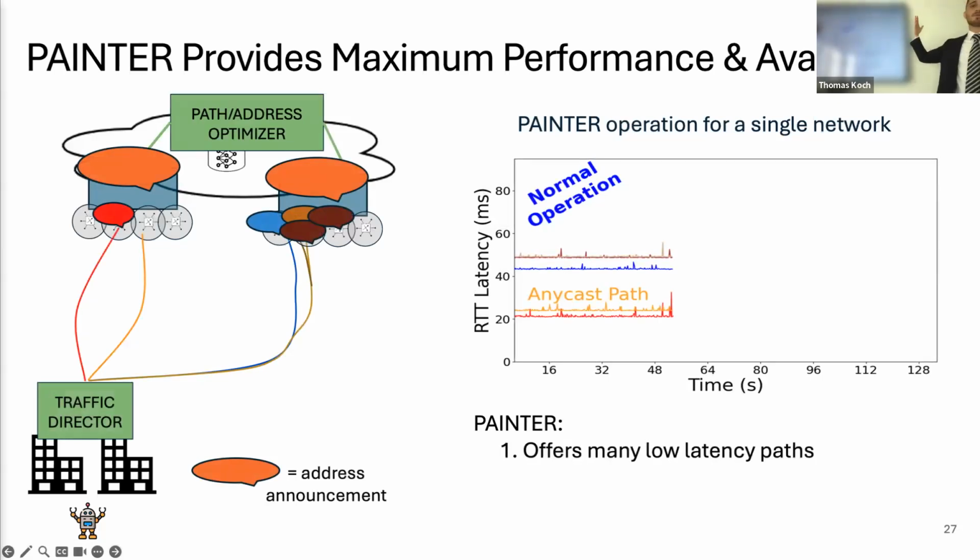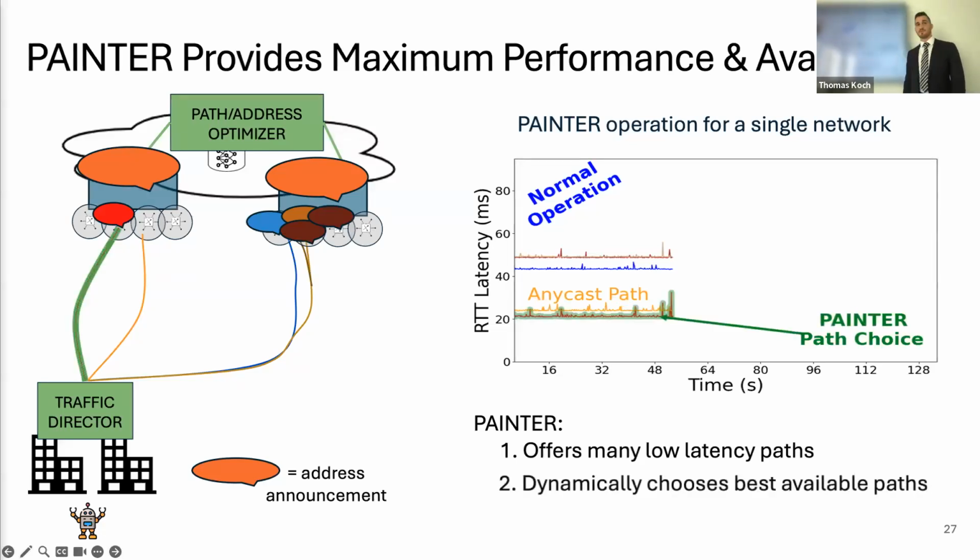And that's all pre-computed. It only needs to occur like once a month or so. The traffic director in the enterprise's network measures performance on each of these paths. So that's what's being reported in this graph right here, the latencies along each of those paths over time. And it sees that this red path is the best path to place traffic on. And so that's the path it chooses.